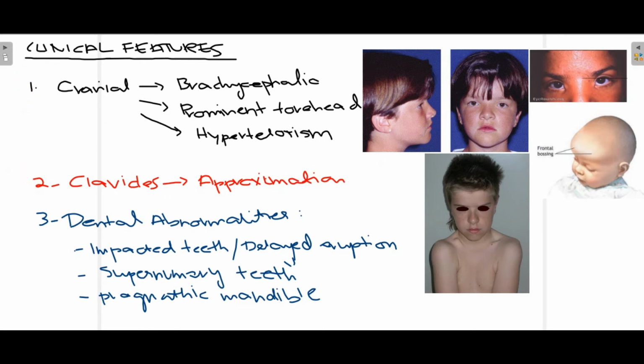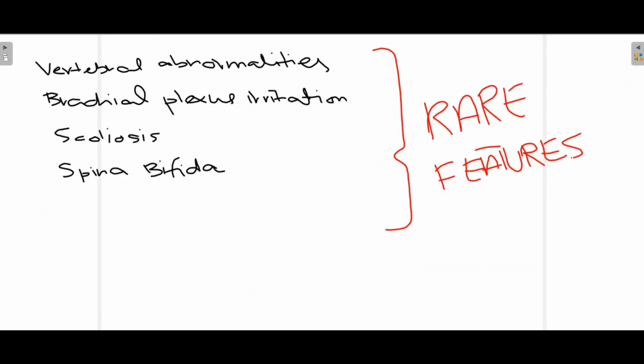There are some rare presentations as well, which we will discuss. Some are vertebral abnormalities, where something is wrong with your vertebrae. Brachial plexus irritation can occur, involving the nerves that supply your arms. Something can go wrong with the nervous system as well. Scoliosis is basically your spine curving in a sideways manner. For example, your spine is normally like this, and in a scoliosis patient you can see something like this. So there is some C-shaped bending of your vertebrae.